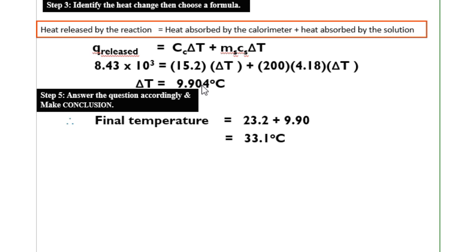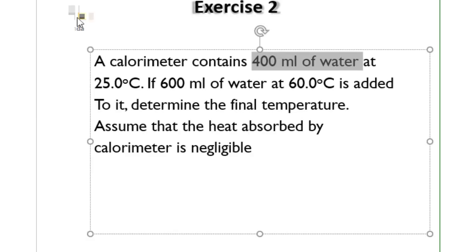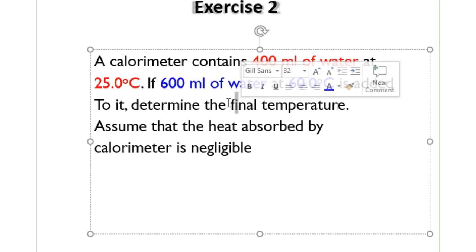Okay, exercise 2. A calorimeter contains 400 ml of water, so analyze first: 400 ml of water at 25 degrees Celsius. And then another 600 ml of water at 60 degrees Celsius is added. Now we determine the final temperature. The question asks about the final temperature, and assume that the heat absorbed by the calorimeter is negligible.